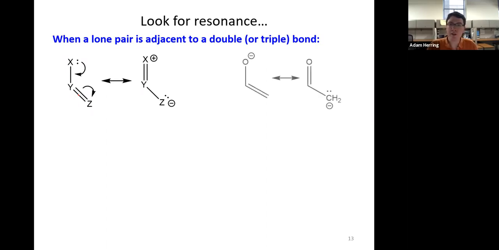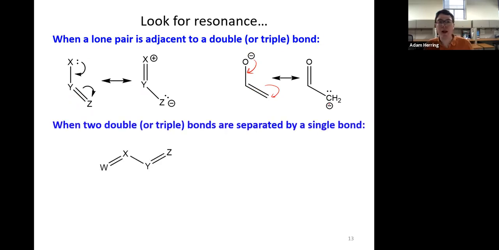In practice, this could look like what we see here on the screen, where we have the extra electrons on the oxygen. They move down, form the double bond, and then this double bond moves its electrons onto the carbon.